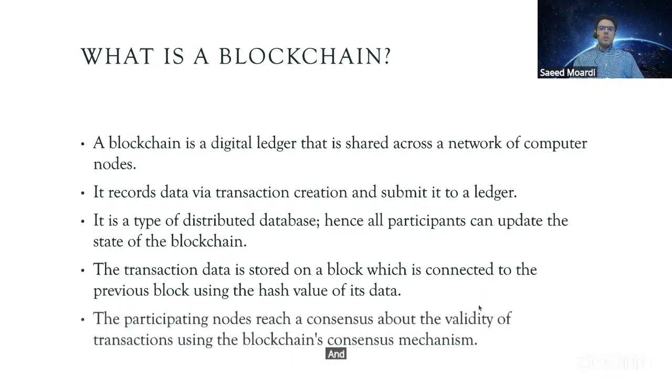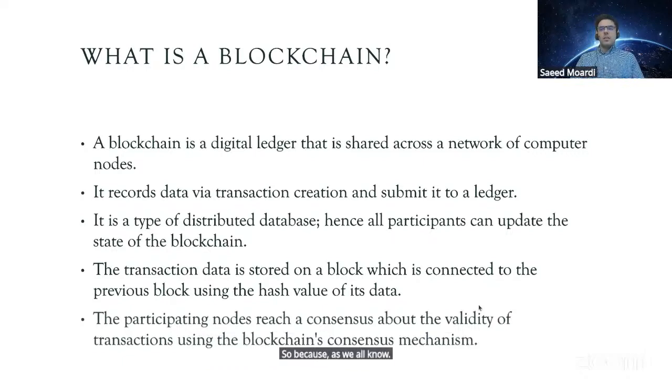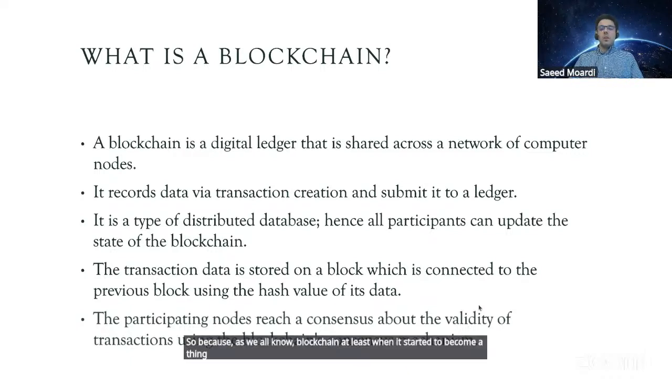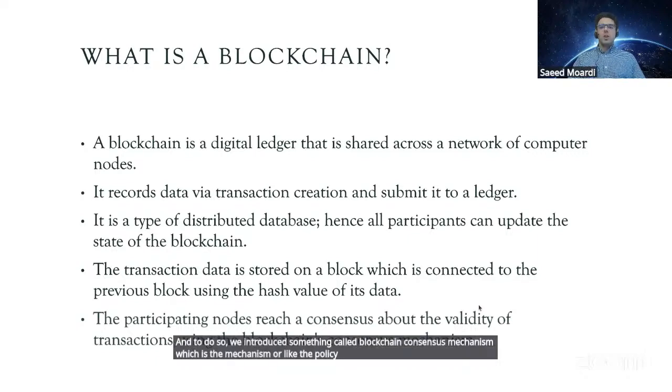The participating nodes reach a consensus about the validity of the transactions using the blockchain's consensus mechanism. Because, as we all know, when blockchain started to become a thing, it started by being decentralized, which means there's no centralized entity governing the system. Because of that, there should be some way to validate the transactions. To do so, we introduce something called the blockchain consensus mechanism, which is the mechanism or policy of the nodes to validate a transaction in the blockchain.